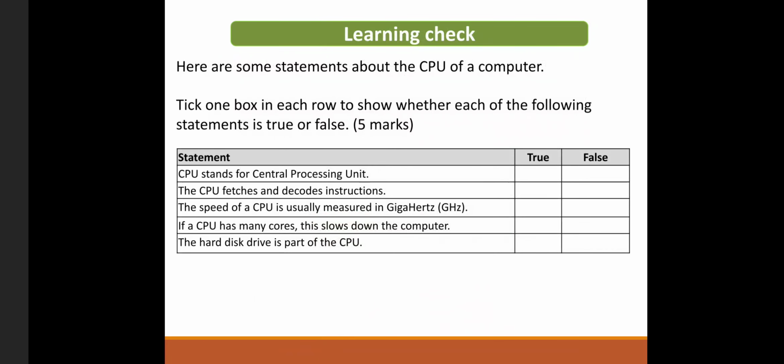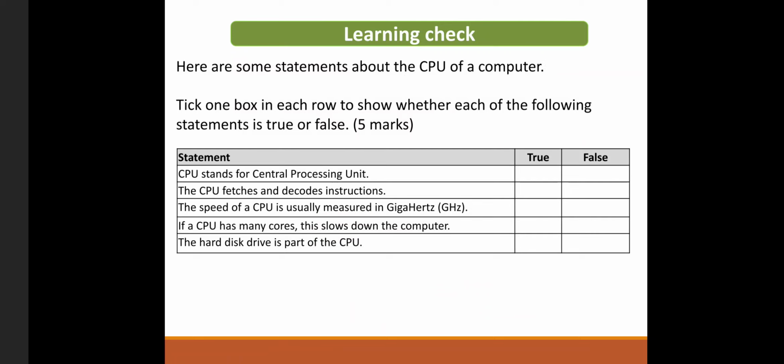Here is another activity. It says, here are some statements about the CPU of a computer system. So you're going to tell me if the answers are true or false. You can pause the video as before, go to the comment section and write your answers, and then you can come back to hear the answers here. So the first statement says CPU stands for Central Processing Unit. So you're going to answer if that is true or false.